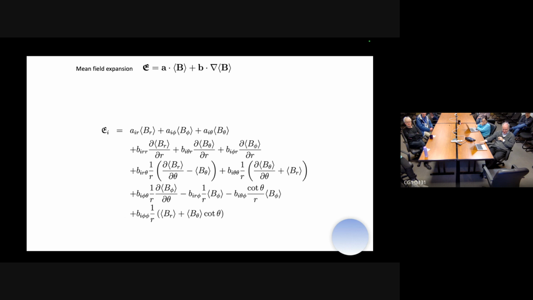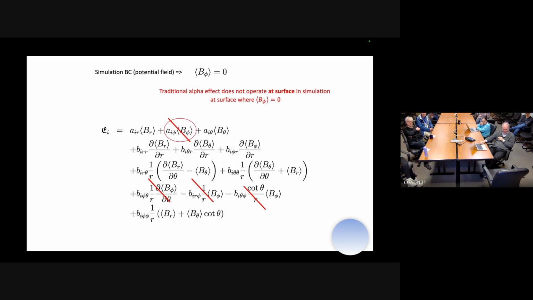Fortunately, some of these terms are going to disappear. For a start, in the simulation, the mean value of B phi is equal to 0 at the surface. This is a consequence of having a potential field. It would be the same if we had a radial field, and this is almost true on the sun, except during flux emergence processes. So we can cross out all the terms which just involve B phi.